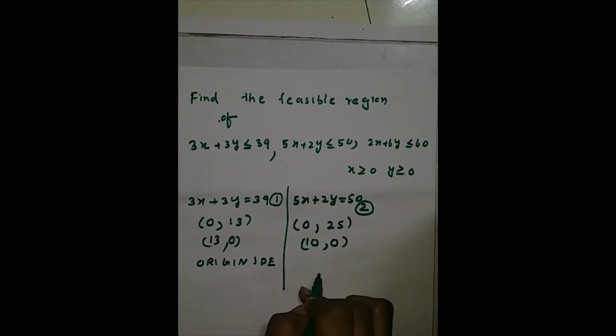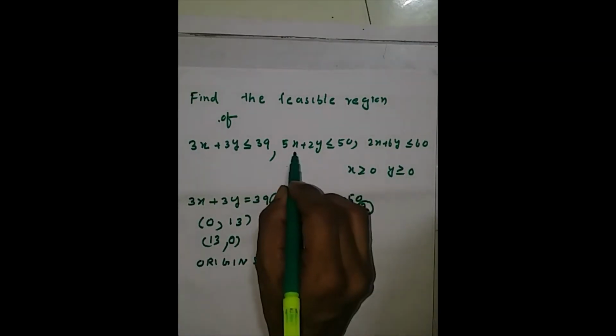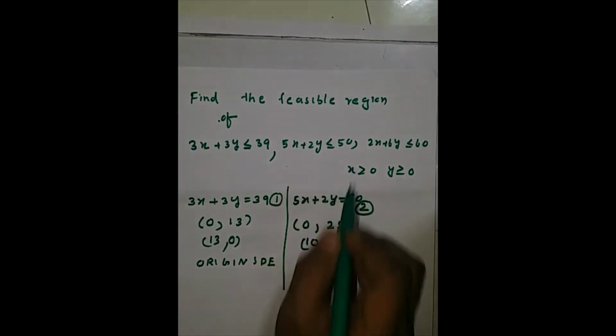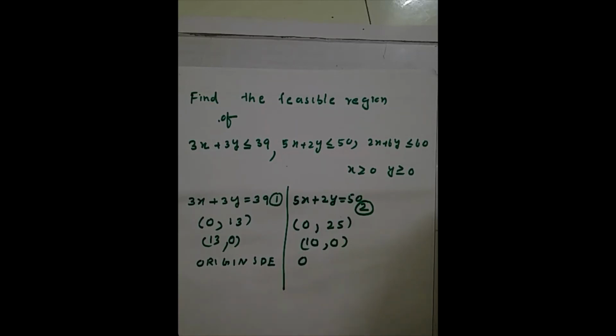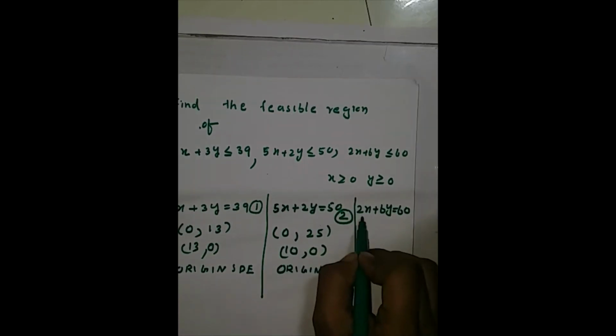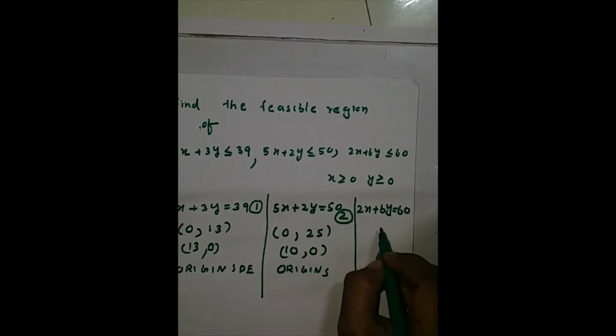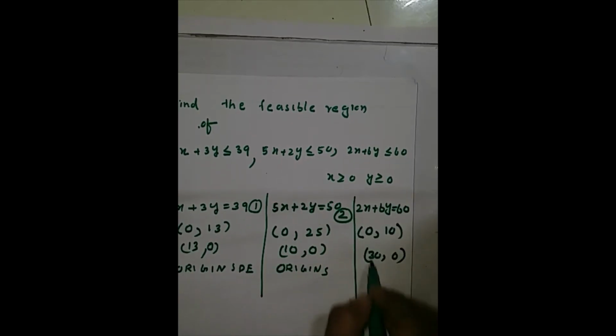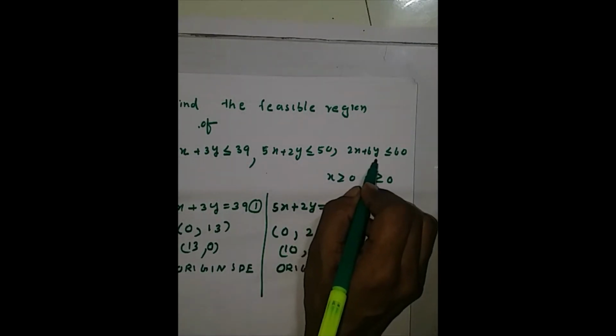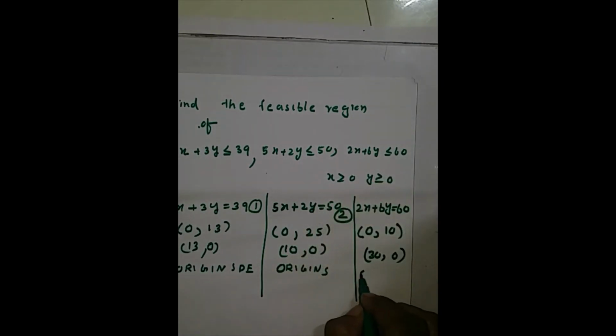2 points of this line. Substituting origin in this inequality, 0 plus 0 less than 50, correct statement. So here also origin side. Third line, 2 points of the line, putting x equal to 0. Substituting origin, 0 plus 0 less than 60, correct. So this also origin side.